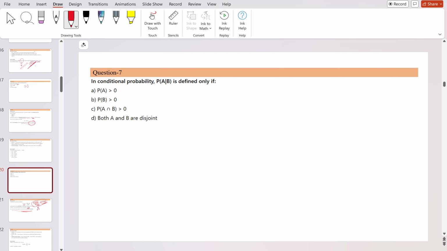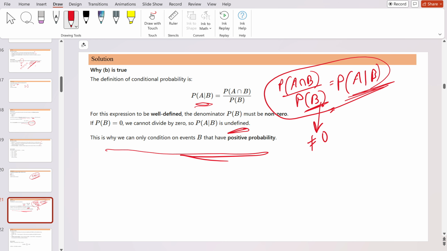Okay, so option B is actually correct, because P(B) should not be equal to 0, it should always be greater than 0. The probability of any event should be greater than or equal to 0, and this P(B) must not be equal to 0, to make it positive. Okay, so that's why option B is correct.